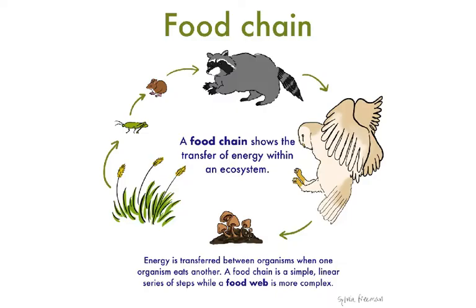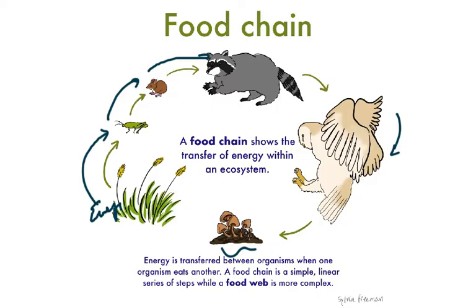First of all, we'll deviate a little from the syllabus sequence, and look at what a food chain is. A food chain shows the transfer of energy within an ecosystem. Energy present in this plant is going to be transferred to the caterpillar, from the caterpillar to the mouse, from the mouse to the fox, and then to the eagle, and then to the mushrooms. So energy is transferred between organisms, and one organism eats another, when the grasshopper eats the grass, when the mouse eats the grasshopper.